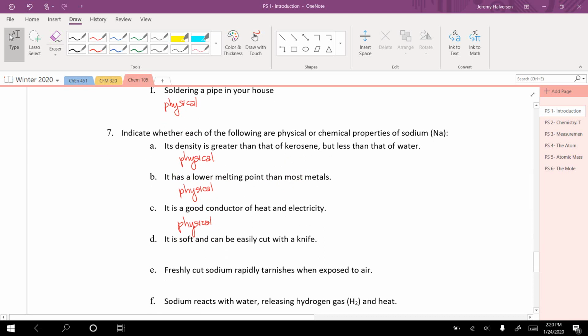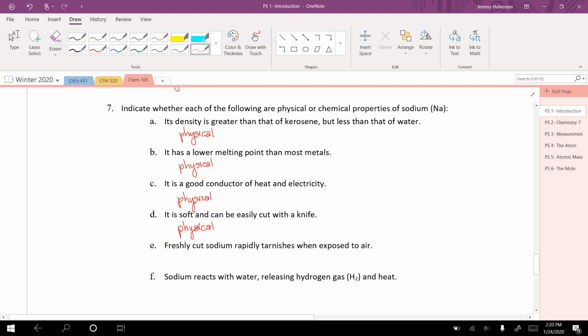Let's see, it's soft and can be easily cut with a knife. Well, this is also physical. Cutting something does not change its chemical makeup. If I go and cut my hair or cut my grass, I haven't changed the chemistry of my hair or of the grass.